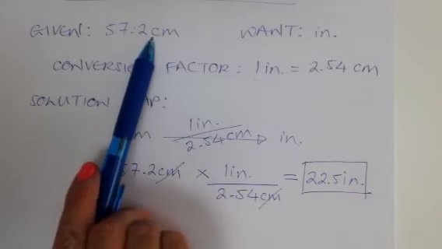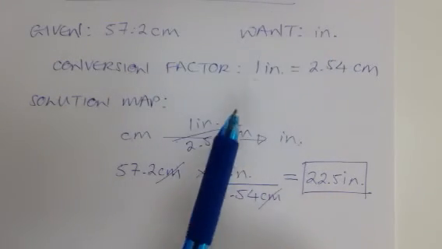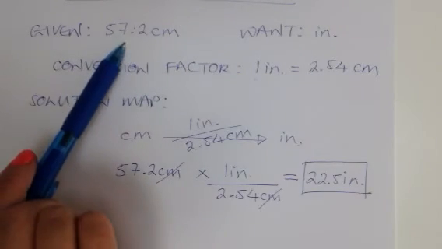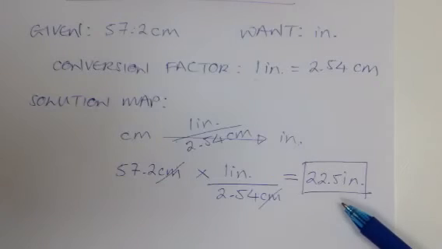Now centimeters are smaller than inches, so that means I should have more centimeters than inches. And I do. I got 57.2 centimeters and I've got 22.5 inches. So my smaller larger check works as well. So that's a really great clue that I've done it right.